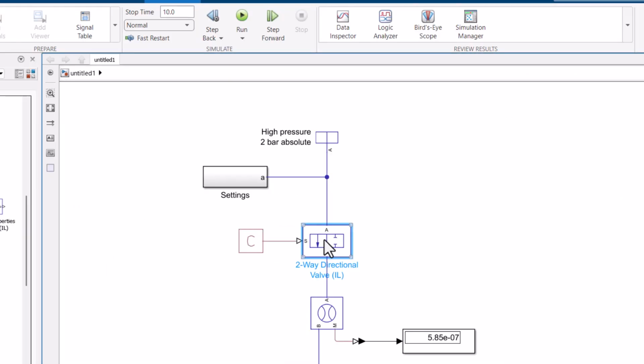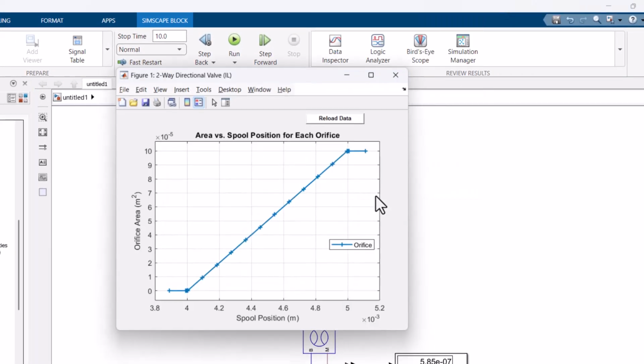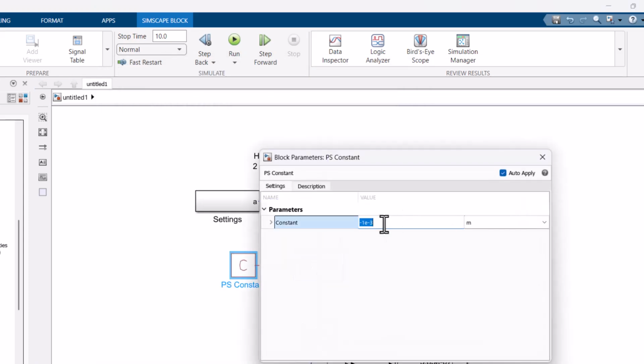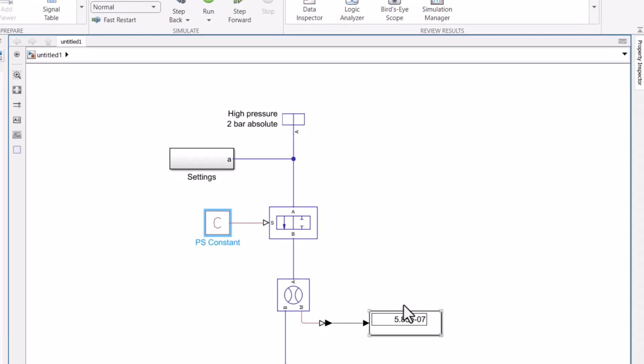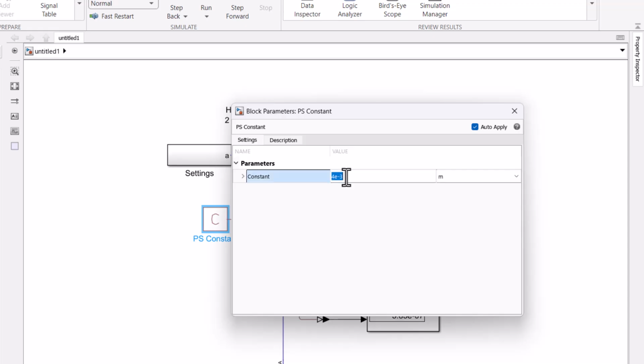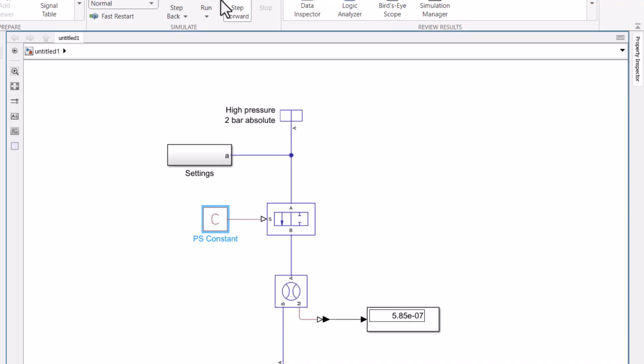And just to look at the graph, I plotted again, and you see here at 4e-3 value, the valve is fully closed. And if I set it to 4e-3, you can see that I came up with the same value. If I reduce it further, 3e-3, the flow rate is not going to change because it is already fully closed.